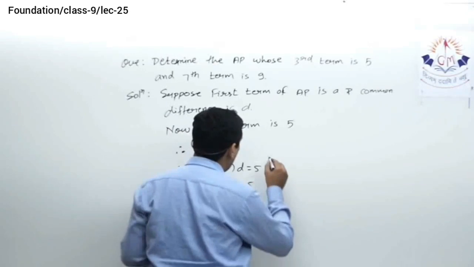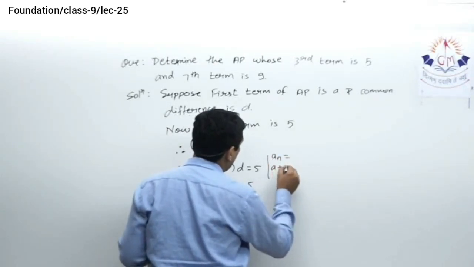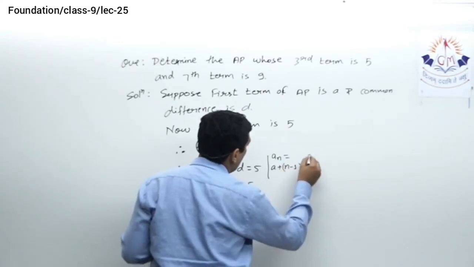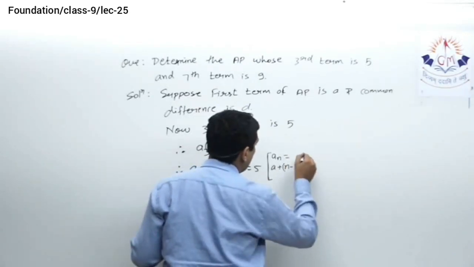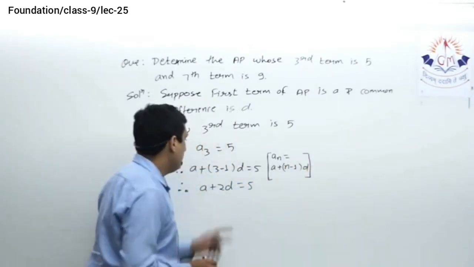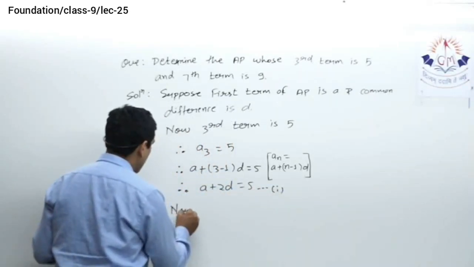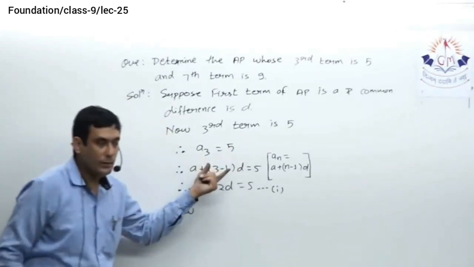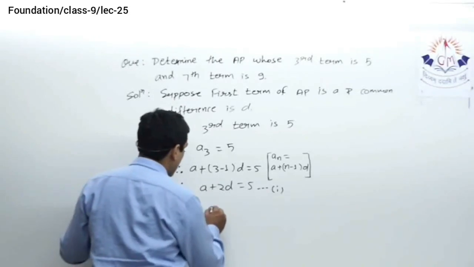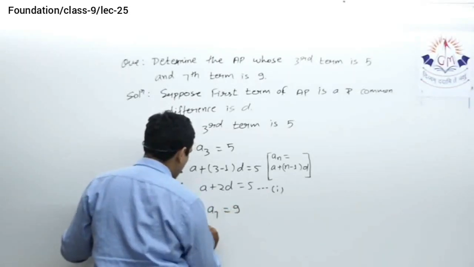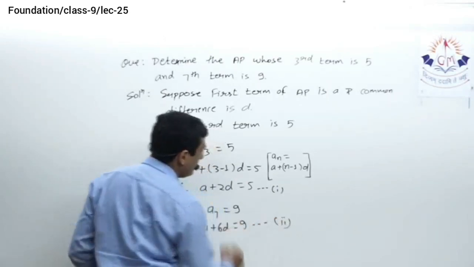What formula did I use over here? Formula of AN. What is AN equal to? A plus N minus 1 into D. I am using this formula to write the nth term. So this I can say is my equation number 1. Now see here third term is 5, so I wrote A3 equal to 5. Now again it is given seventh term is 9, so now I can write A7 equal to 9, which gives me A plus 6D is equal to 9. This gives me the second equation.